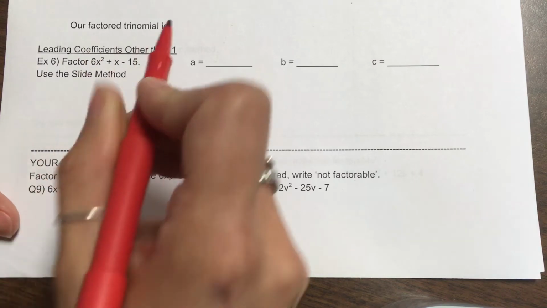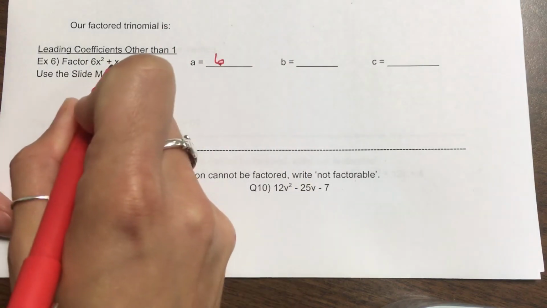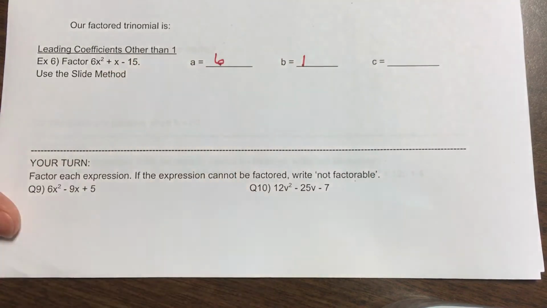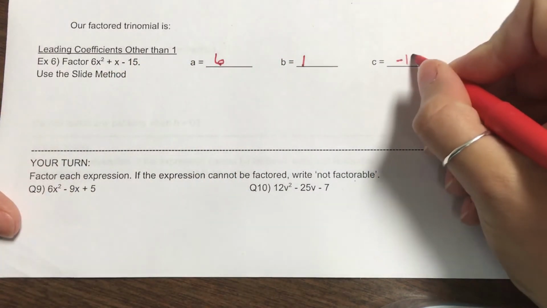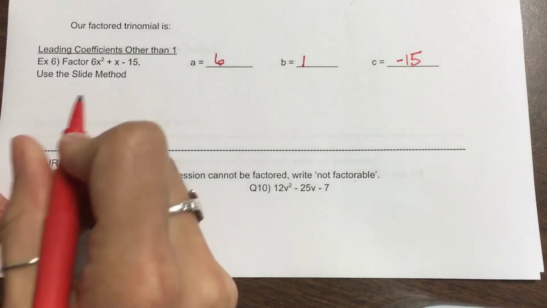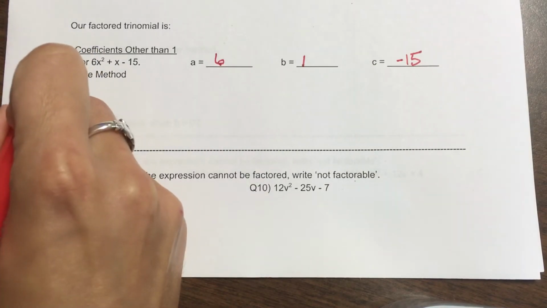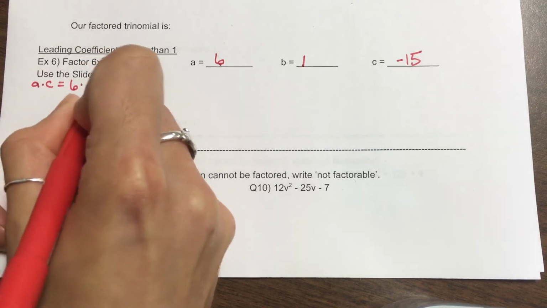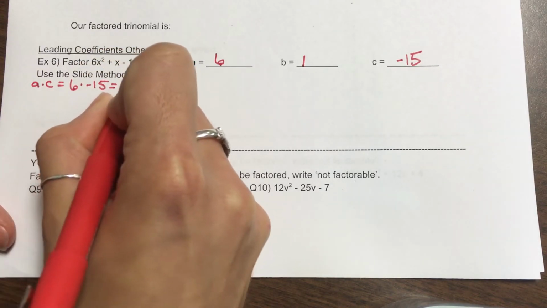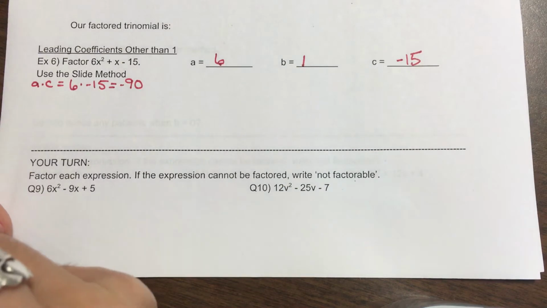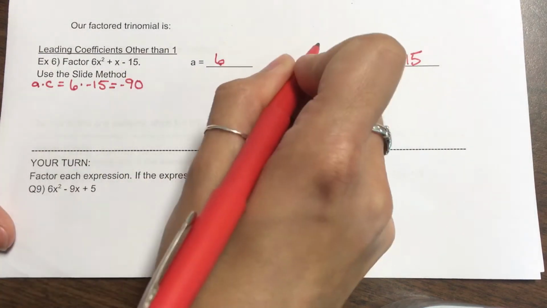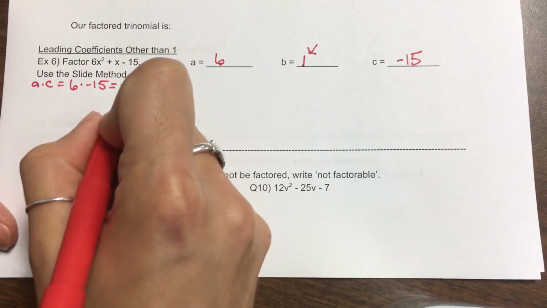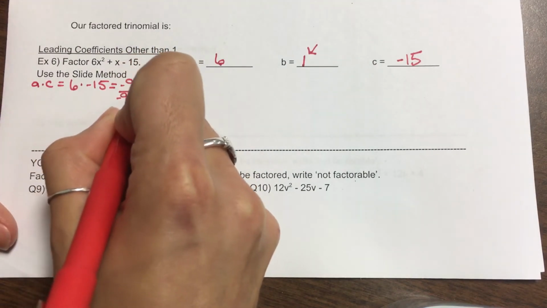My A, my leading coefficient, is 6. The coefficient on x is 1. And C, my constant term, is negative 15. From here, I'll multiply A and C. So that would be 6 times negative 15, which would give me negative 90. And I want factors of negative 90 that add to 1. This would be negative 9 times 10.